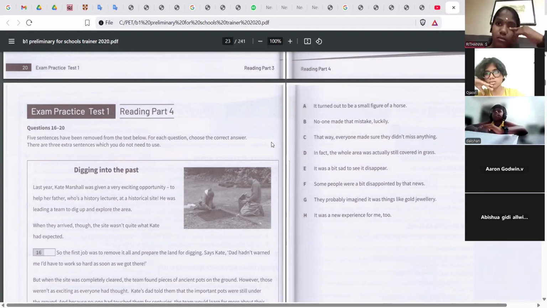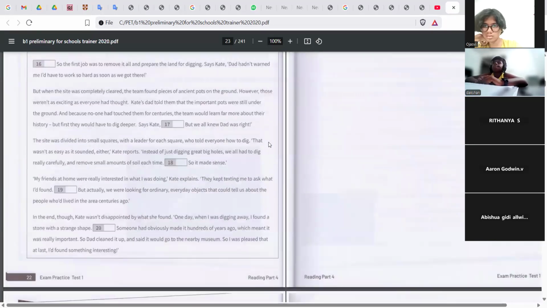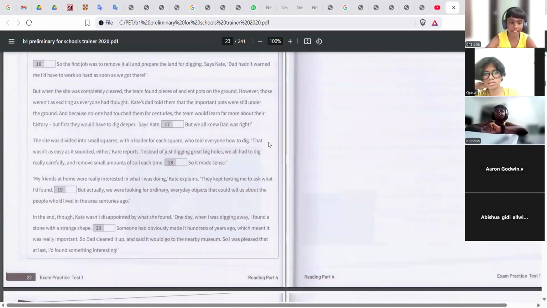What is it? What does it represent? Inside the box, what is it? Found a stone with a strange shape, sir. The stone is nothing but the stone. Strange shaped stone. Now keep going.